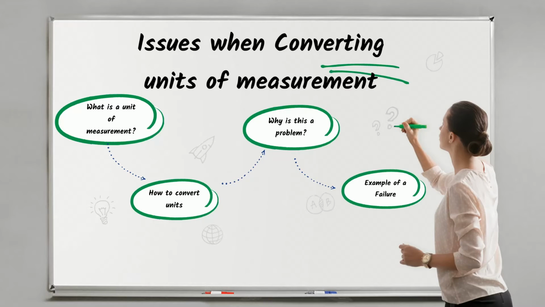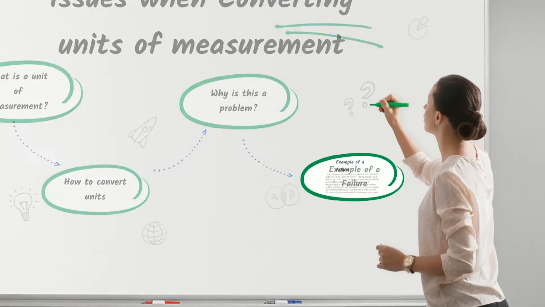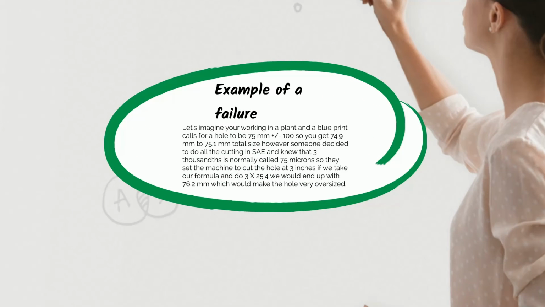So we're going to go into an example of why this could be an issue, an example of a failure that I've seen before. So let's imagine you're working in a plant and a blueprint calls for a hole to be 75 millimeters, and you get plus or minus 100 microns. So to simplify that, we get 74.9 millimeters to 75.1 millimeters in total size.